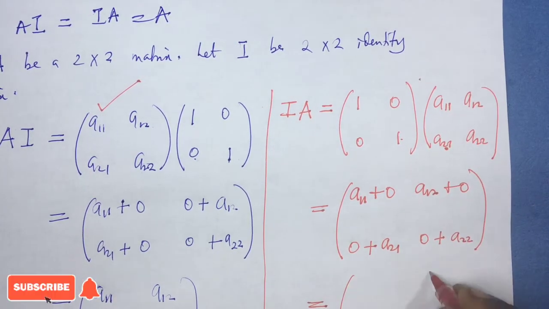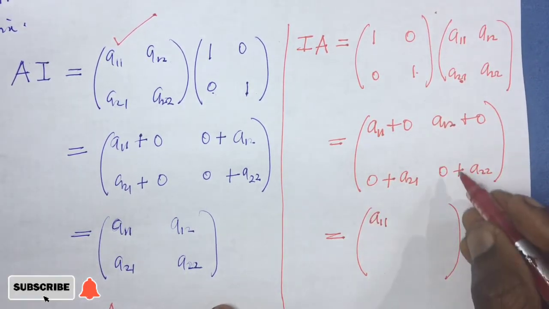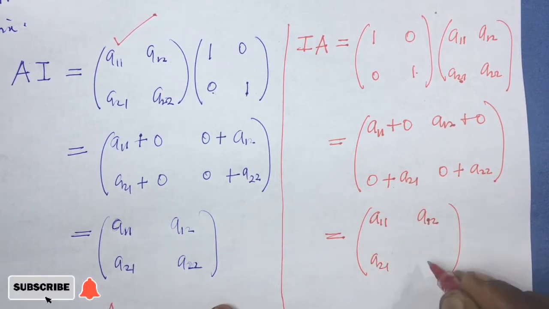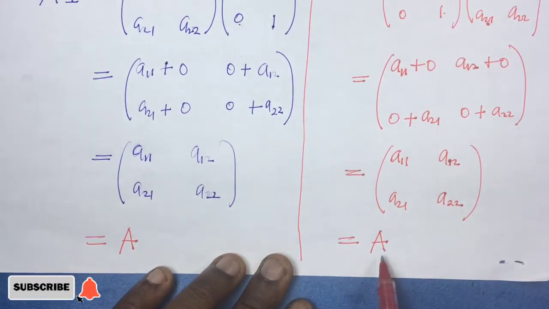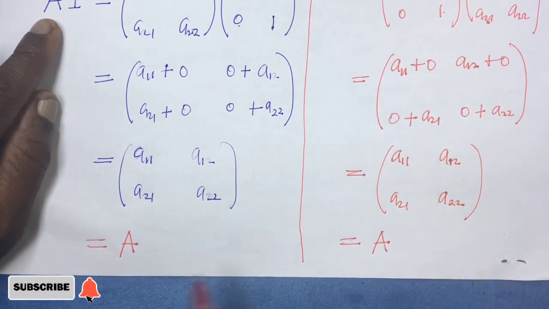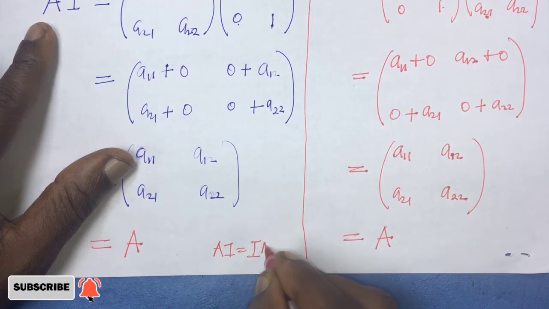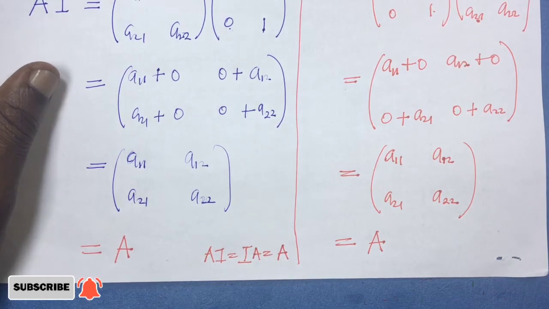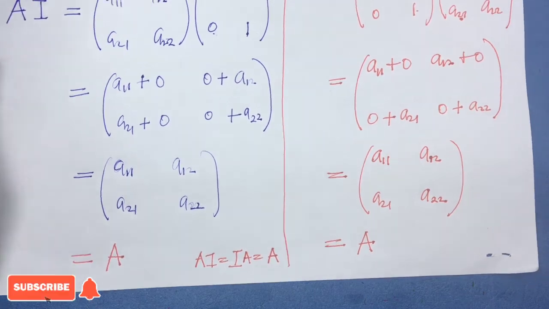If you add and summarize, you will end up discovering that your result will be A11 plus 0, which is A11, A12 plus 0, which is A12, A21 plus 0, which is A21, and finally A22 plus 0, which is A22. This confirms that IA is also equal to A, even as AI is equal to A. So it shows that AI is equal to IA is equal to A. Now, let us take an example to conclude this video.